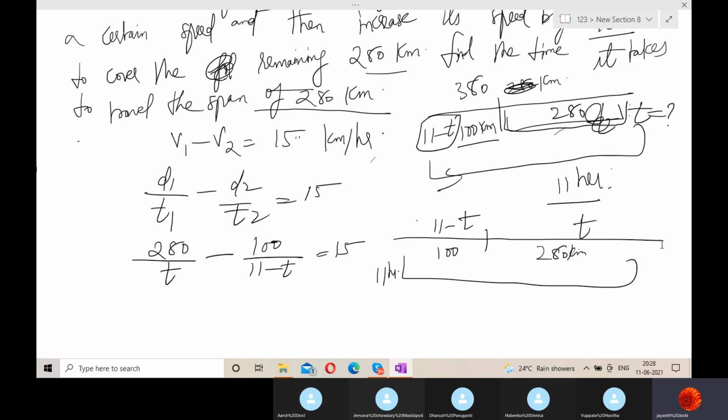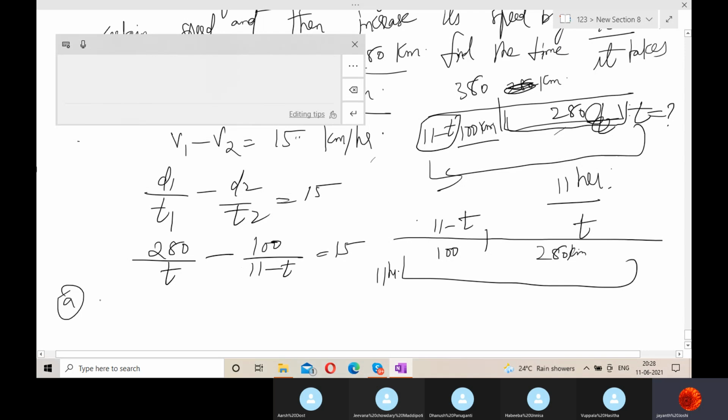Yes, what is the answer, all of you? Can't you solve a simple equation and tell me the t value? Okay, I'm giving you some options here. At least you try to solve. Option A 6, option B 8, option C 7, option D 9, option E 6.5.